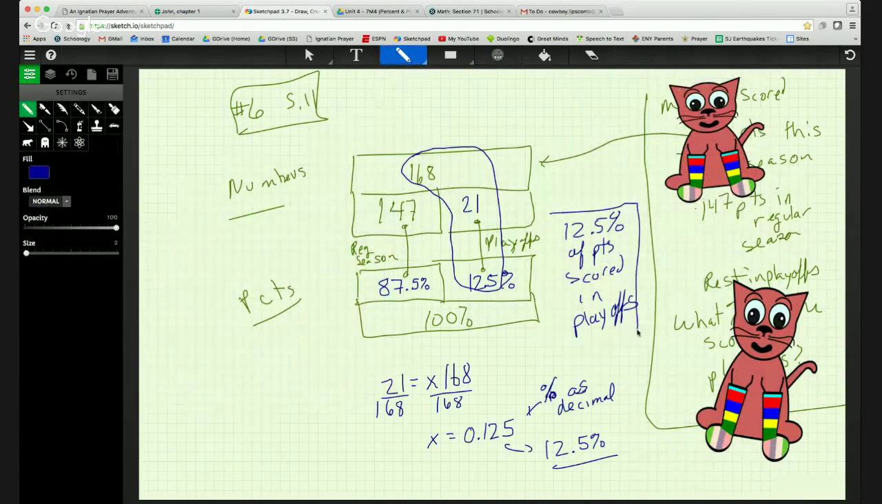We're going to just box our answer. We're going to say 12.5% is our answer to number 6.